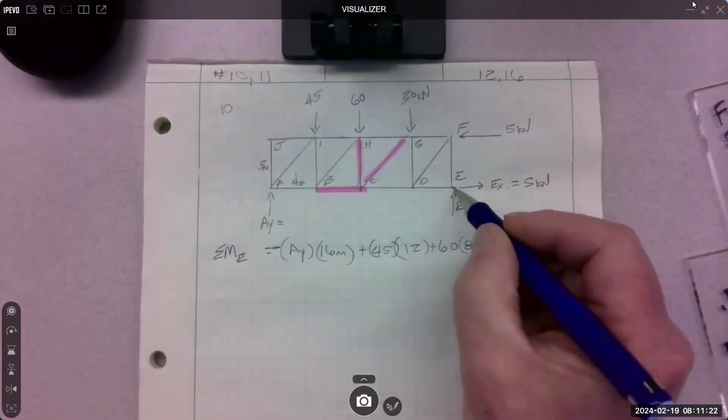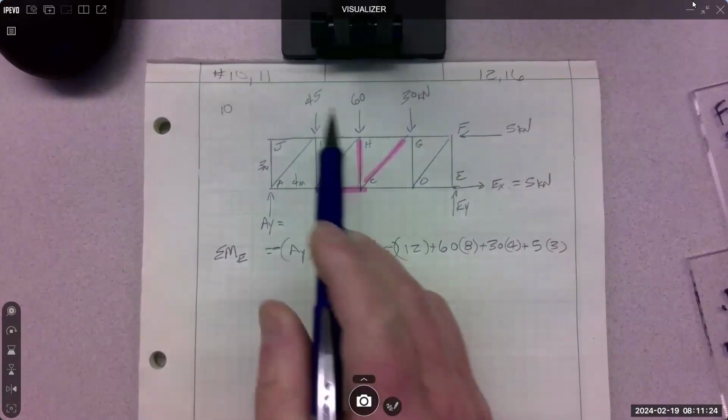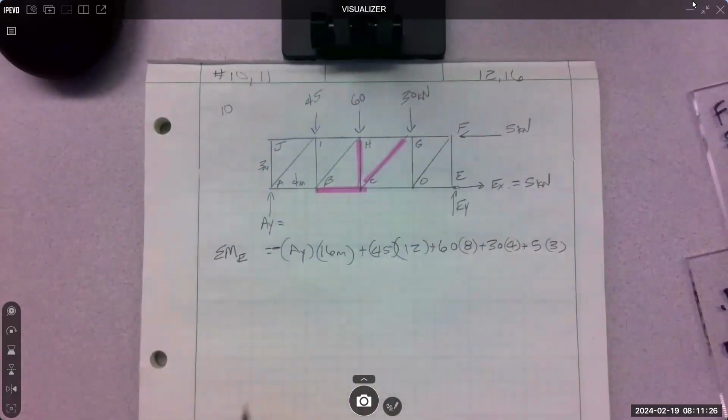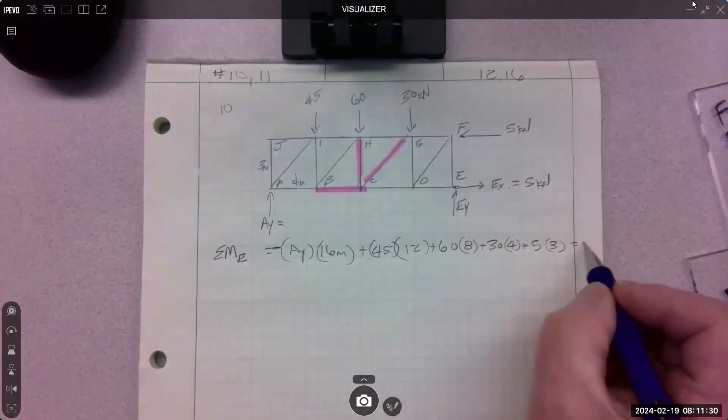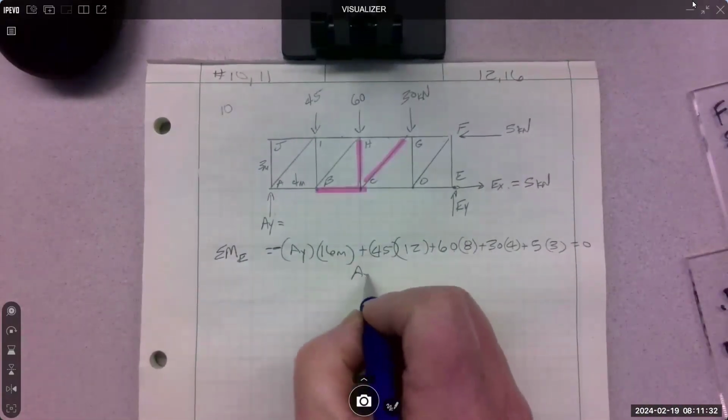And nothing else about E. We did them all: AY, 45, 60, 30, and 5. Set it equal to 0 and solve for AY.